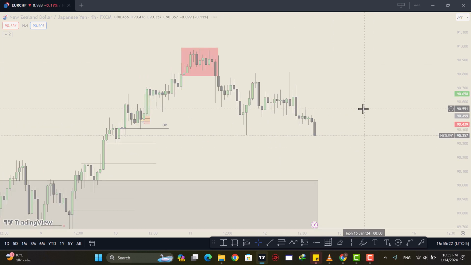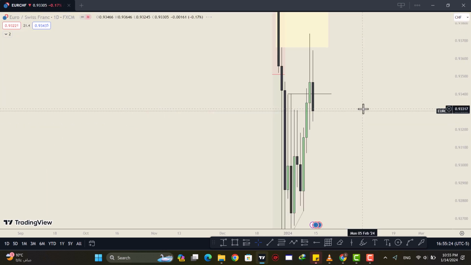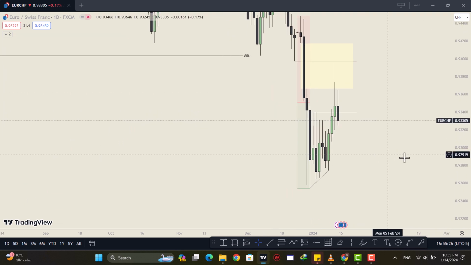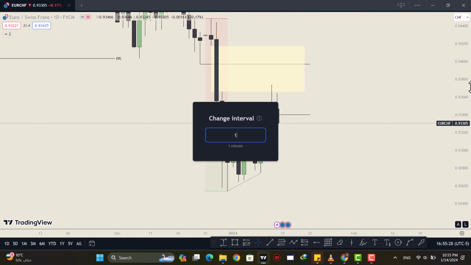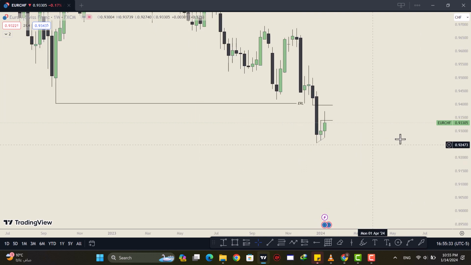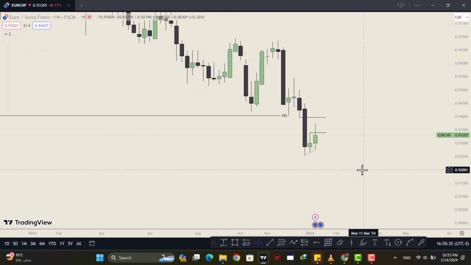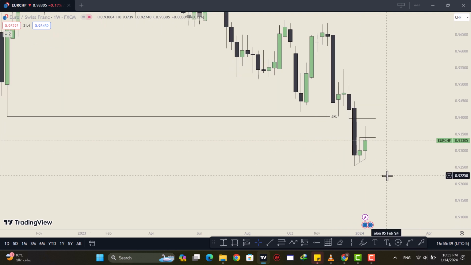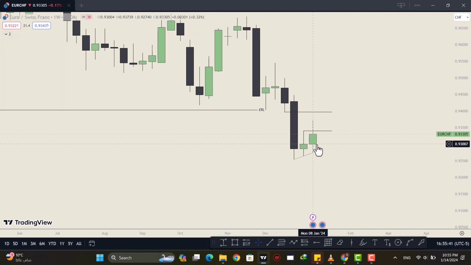Let's move on to another pair, and this is the euro against the Swiss franc. So if we go to the weekly time frame, price is moving just like we discussed in the previous weekly outlook video. I told you that I want to see price trade higher into this weekly fair value gap. So price last week was here, right? Here, in other words. And this is the previous week's trading.